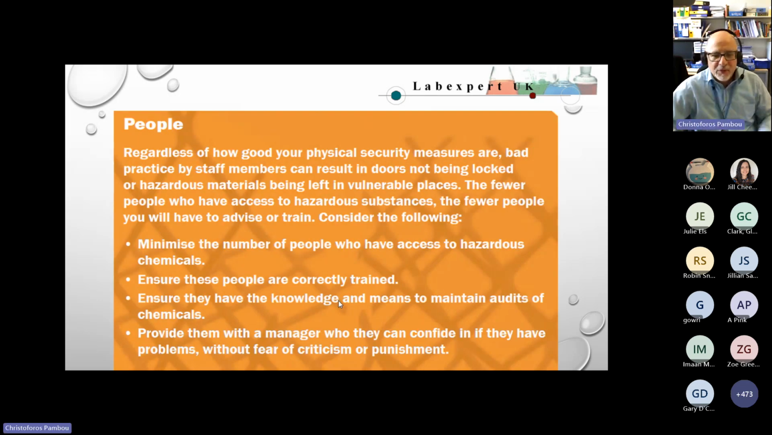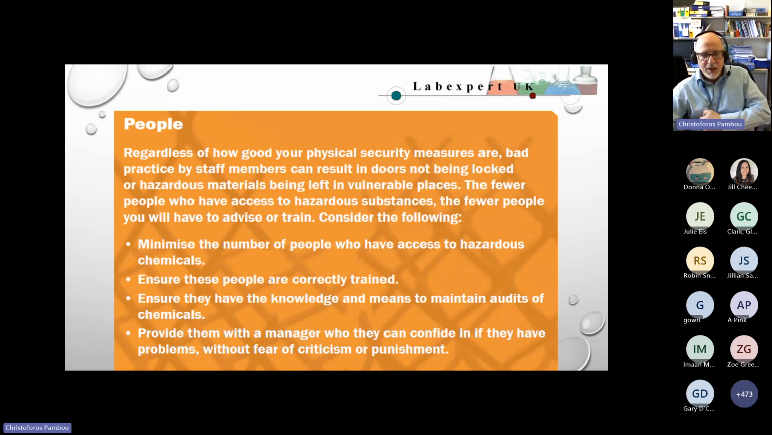Regardless, as we mentioned before, of how good our physical security measures are, bad practices by staff members can result in doors not being locked. And we know that happens all the time. Hazardous materials being left in vulnerable places. The fewer people who have access to hazardous substances, the fewer people you will have to advise or train. So we minimize the number of people who have access to hazardous chemicals.